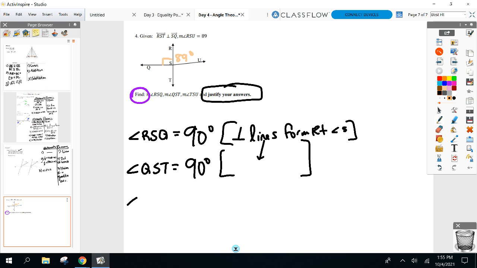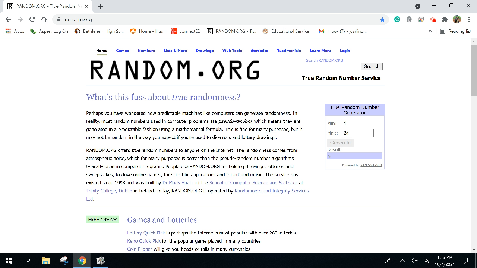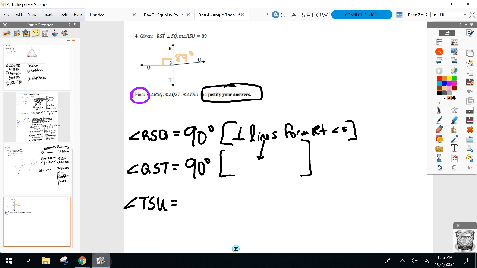And then finally, how about TSU? That one's not 90, sorry. T to S to U. Avery, on fire today. 91. All right, explain yourself. Just talk to me. Don't think you have to get fancy. The supplementary angles. Good. Supplementary angles add to 180. Straight lines measure 180. Linear pairs are supplementary. A lot of things you could put there that expresses how we knew it was 91.